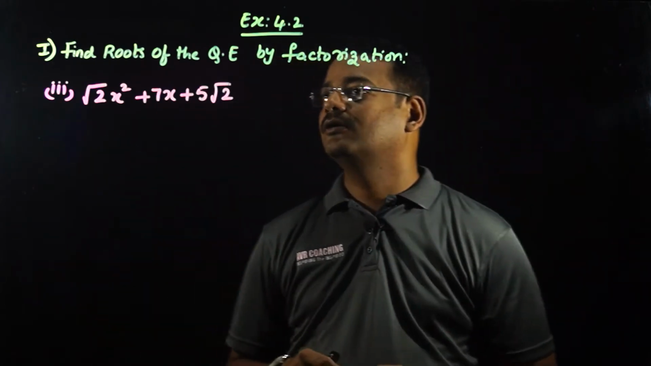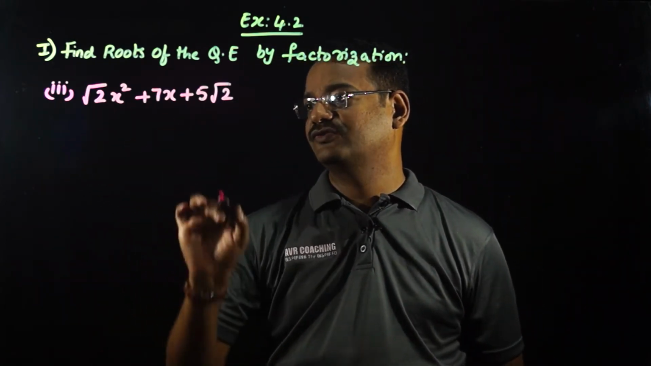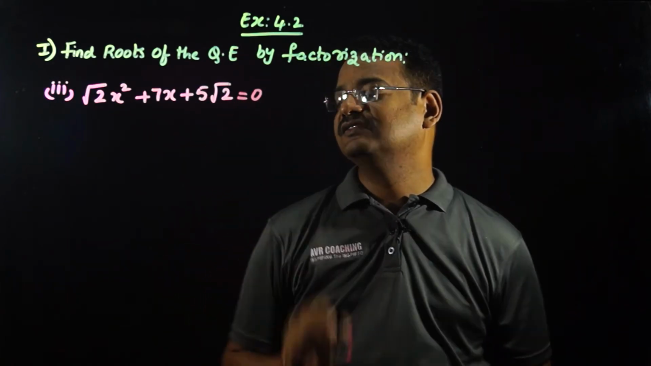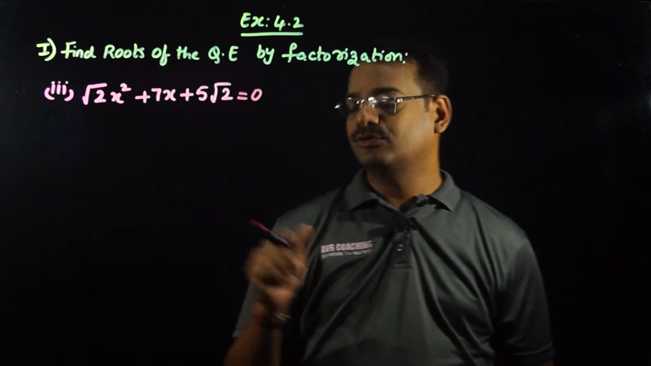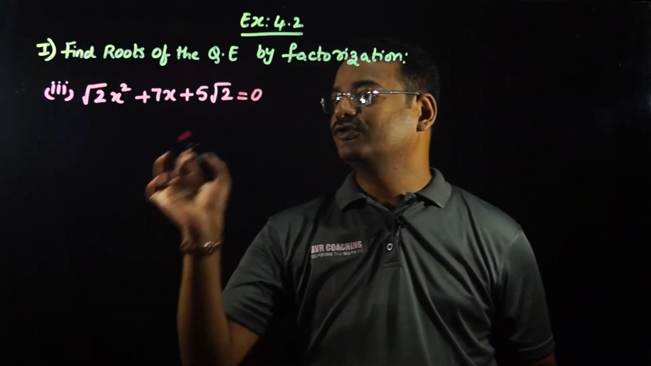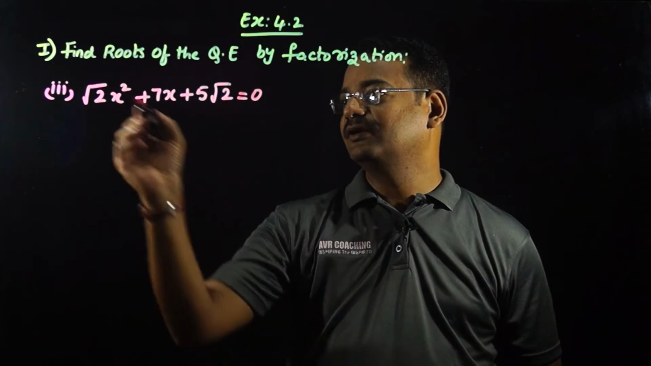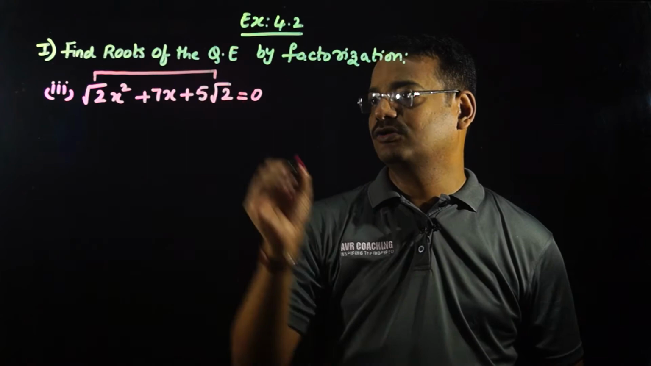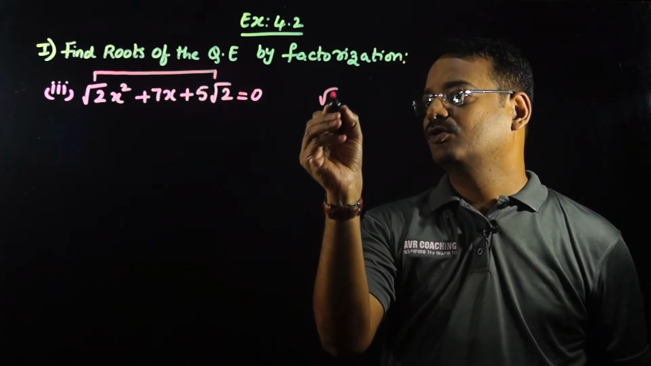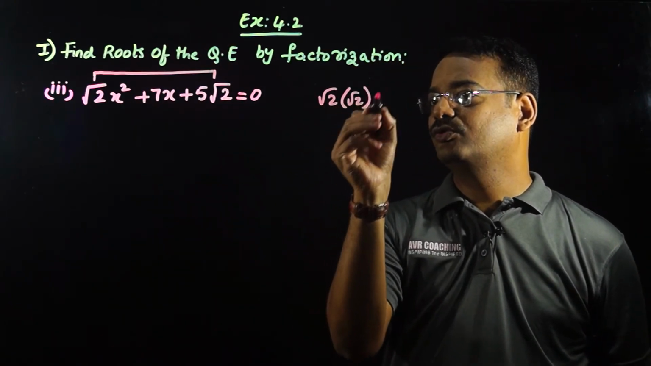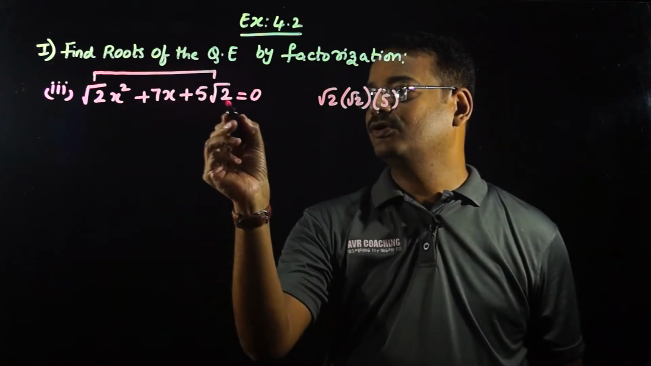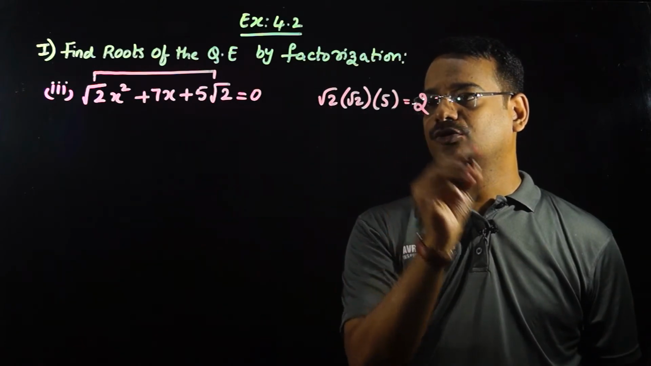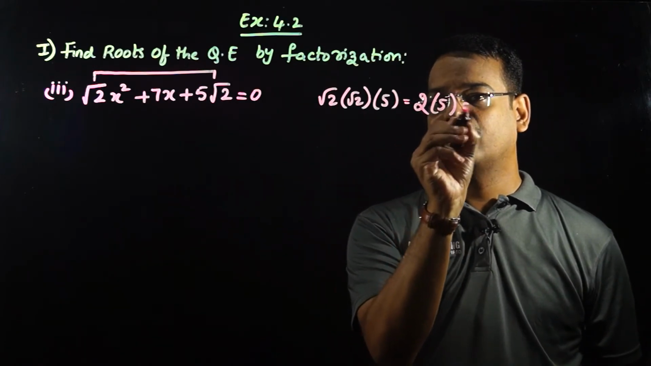So the given quadratic equation is root 2x square plus 7x plus 5 root 2 equal to 0. This is somewhat a tricky question compared to the previous two problems we did. So here also we are doing the same method. We are going to multiply the coefficient of x square and the constant. So we get root 2 into root 2 into 5. Root 2 into root 2 is 2, into 5 equal to 10.